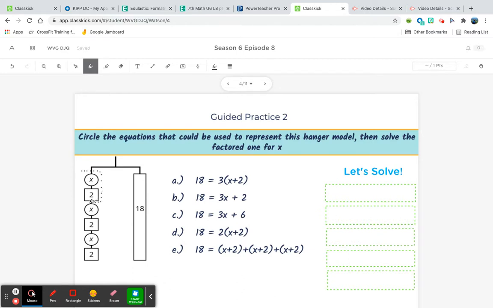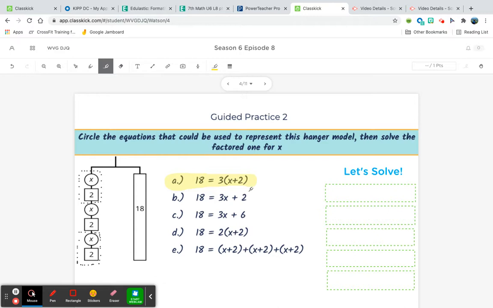Okay, so what I'm doing right now is I'm just going through and circling the groups so that you can see that this is a factored hanger. And as I circle them, you might be able to see that this hanger has three groups on the left side, three groups of x plus 2. So I should have an equation. They all are equal to 18, right? So that right side is 18. But do any of these have three groups of x plus 2? Absolutely. This top one says 18 equals 3 times x plus 2.